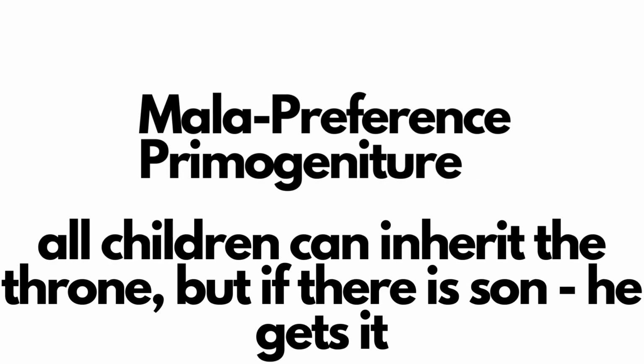Male preference primogeniture. In this system, male heirs are given preference over their female counterparts. If a monarch has no male children, the throne will pass to the eldest female child. However, if a male heir is born later, he will supersede his older sister in the line of succession. This system is still used in countries like Spain and Monaco, although there have been discussions about transitioning to absolute primogeniture.